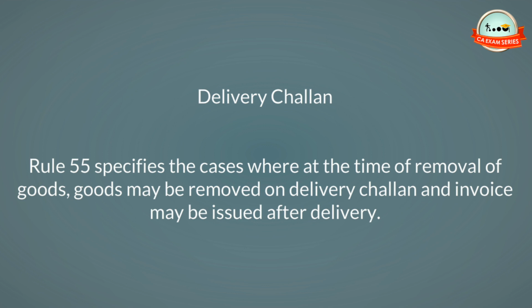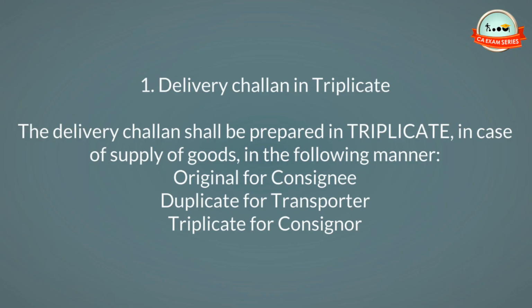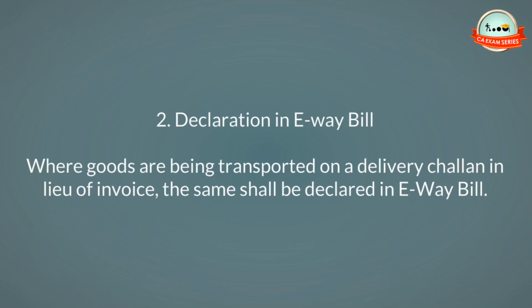Delivery challan. Rule 55 specifies the cases where goods may be removed on delivery challan and the invoice may be issued after delivery. 1. Delivery challan in triplicate. The delivery challan shall be prepared in triplicate, in case of supply of goods, in the following manner: original for consignee, duplicate for transporter, triplicate for consignor.